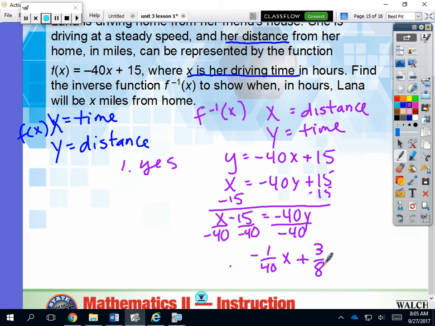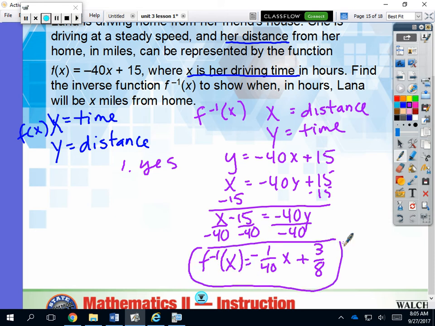And that would be y equals, but since we found the inverse, that's your answer. So there's the function that you would use. Now x is her distance. The answer would give us the time. So if I plug in 80 for x, I would get an answer how long it would take her.